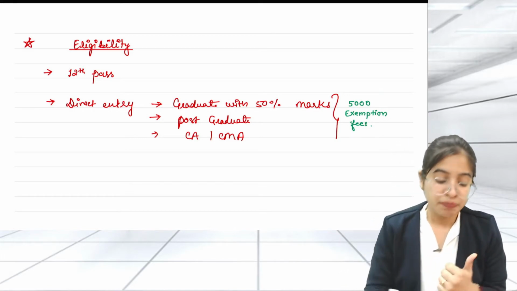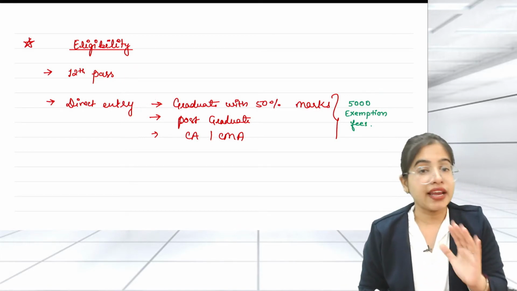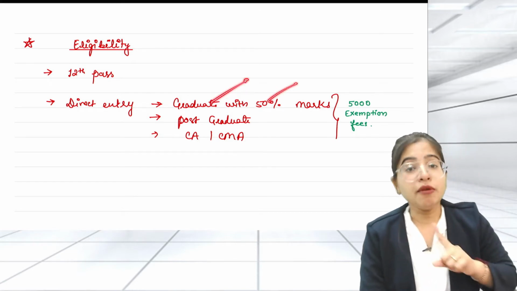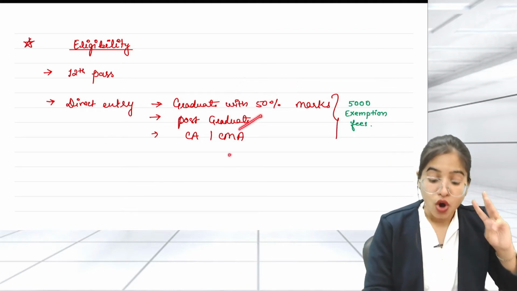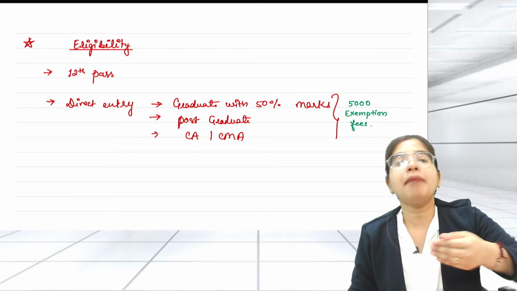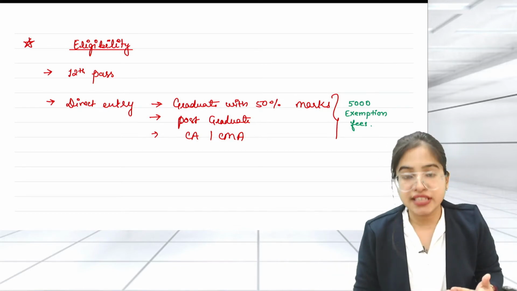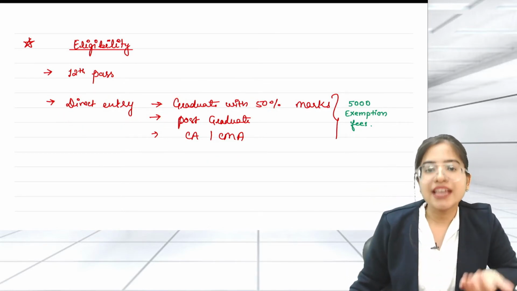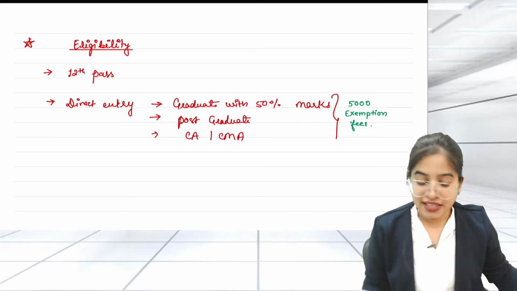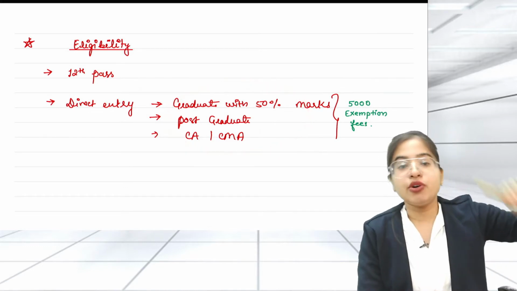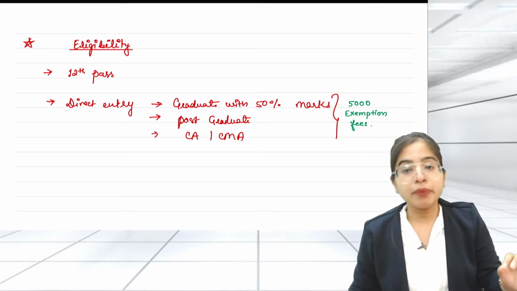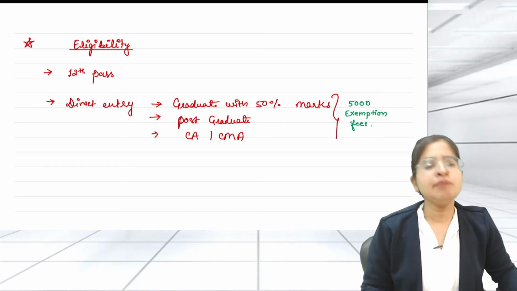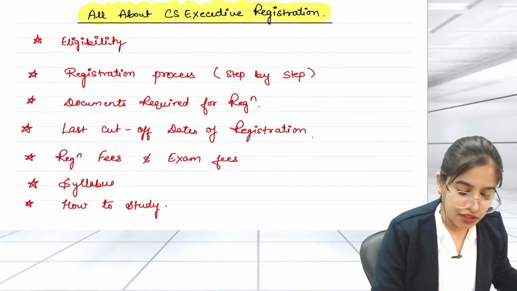12th mark sheet. Okay. Apart from this, there is also a provision of direct entry for the graduates or the postgraduates. So if you are a graduate with a minimum 50% marks, or if you are a postgraduate, or if you are a CA or CMA final pass student, that is you are a qualified CA or qualified CMA, then you can take direct admission in executive without giving CSET. Yes, you don't have to give CSET if you are any of these. You can take direct entry or direct admission in executive, provided you have to pay extra exemption fees of rupees 5,000. I hope this is clear. So after this, we are done with eligibility criteria.